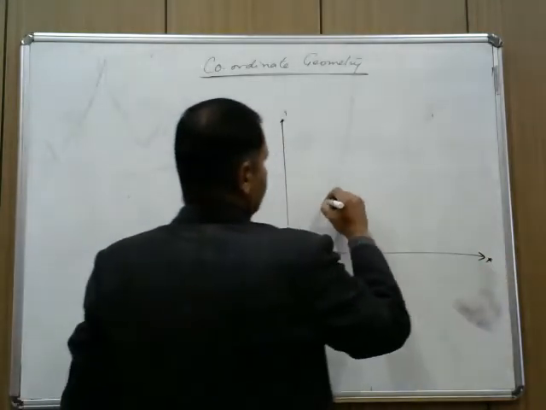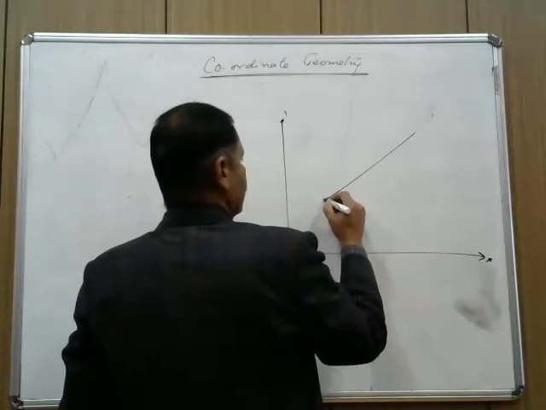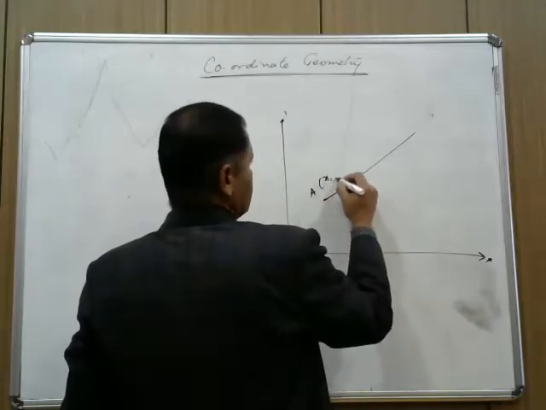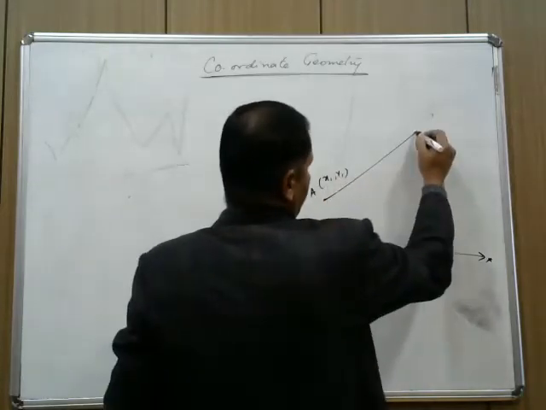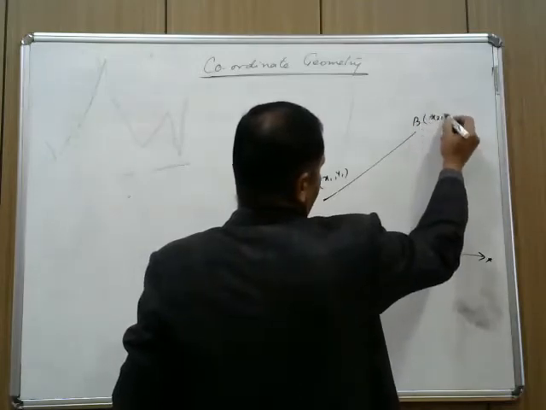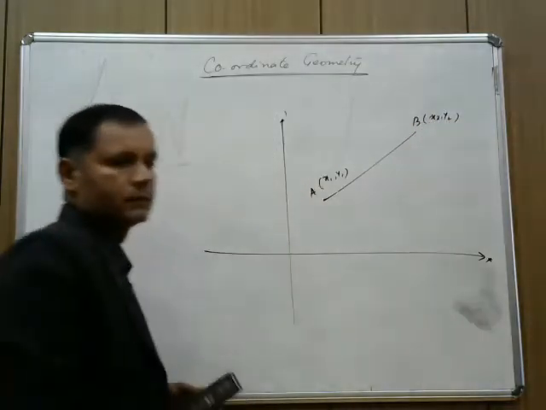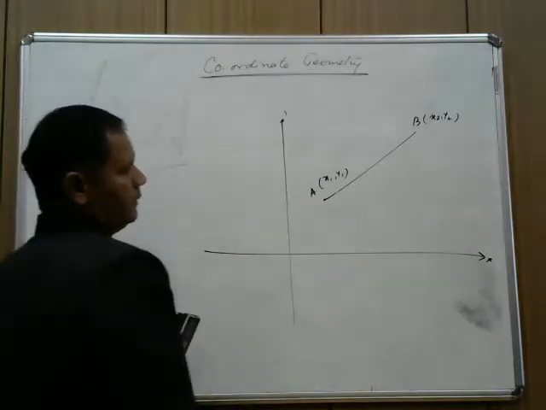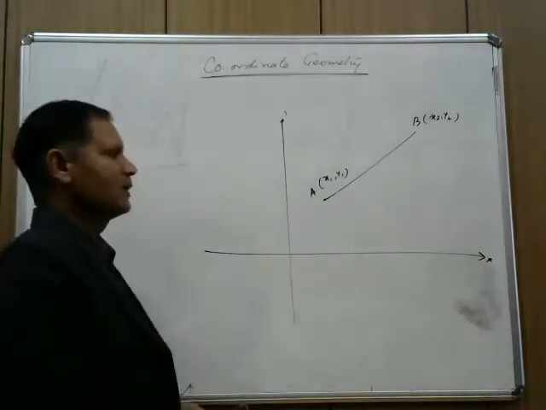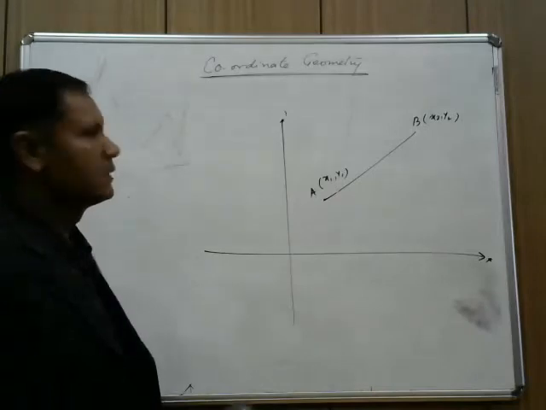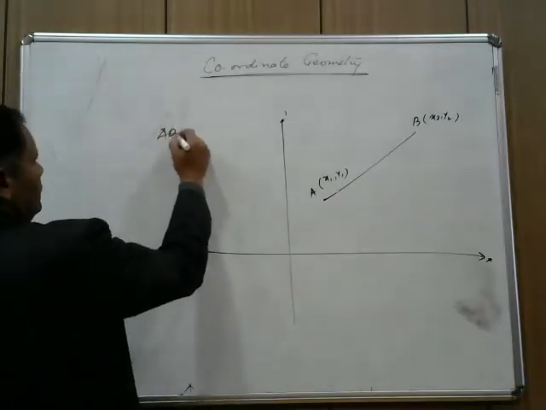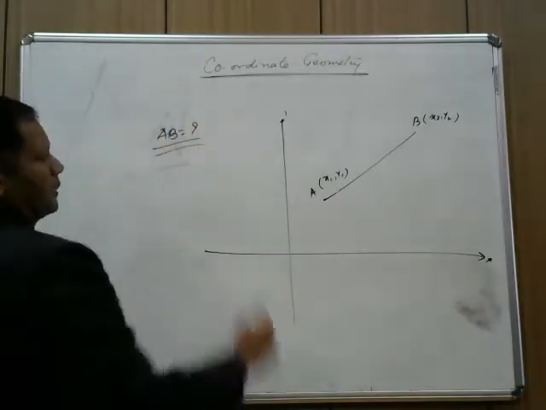Okay, there is one point A whose coordinate is x1, y1. Another point is B whose coordinate is x2, y2. Right? And I am asked to find out the distance between A and B. That is, AB is equal to what?